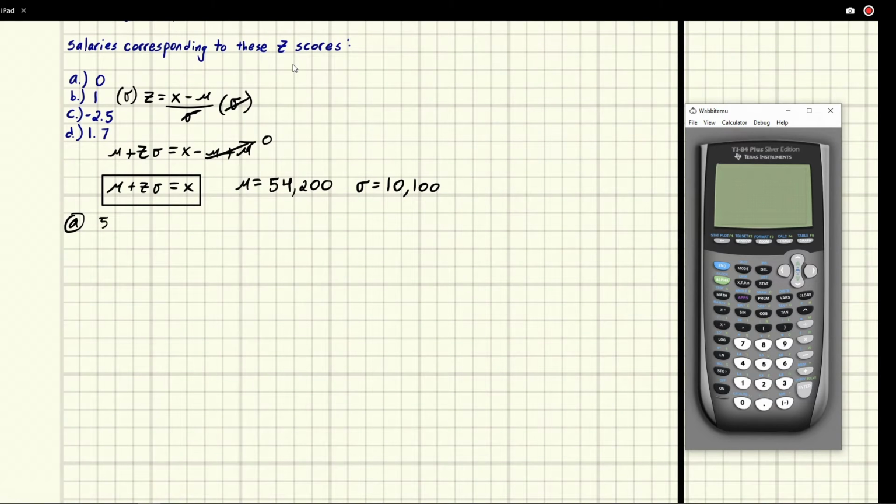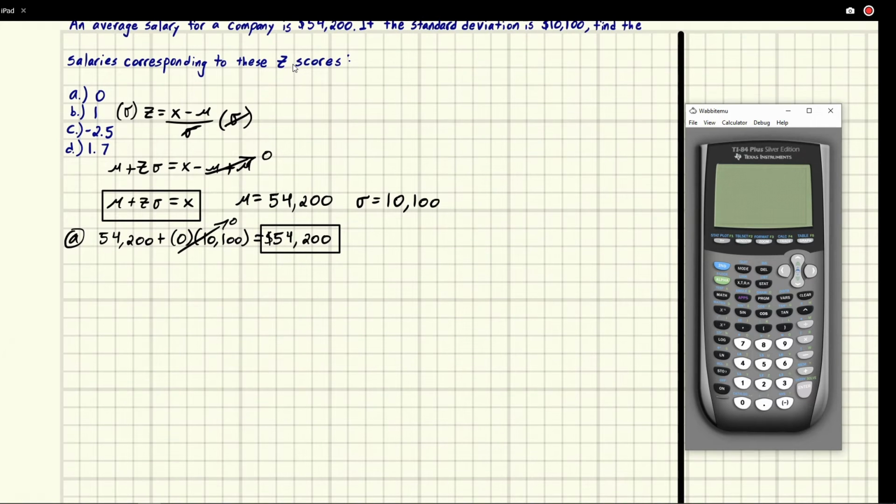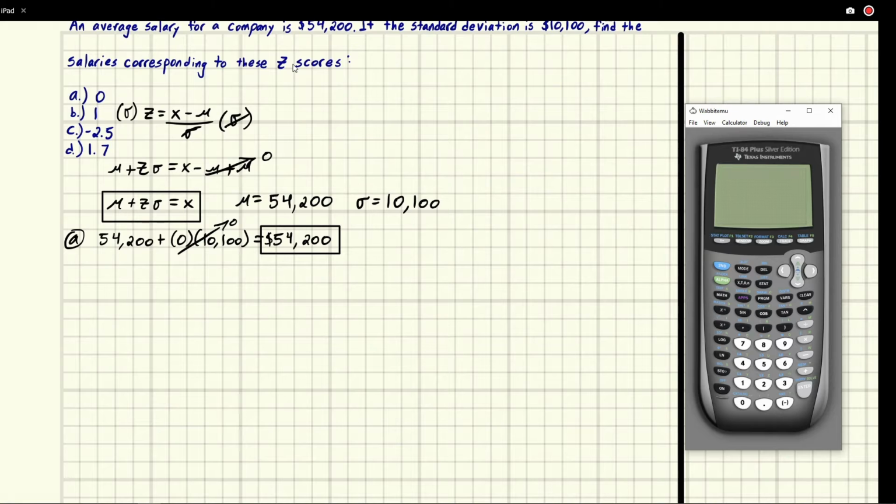So it's going to be 54,200 plus, and then A is 0, so that's going to be 0 for z, times 10,100 is equal to, and this is just 0. So the answer is 54,200 for A. And this is an important thing that you should just realize: if the z-score is 0, then we're talking about the mean. It's just the average, because whatever the standard deviation is going to be multiplied by 0. So that's something significant to understand, that a z-score of 0 means just the average.